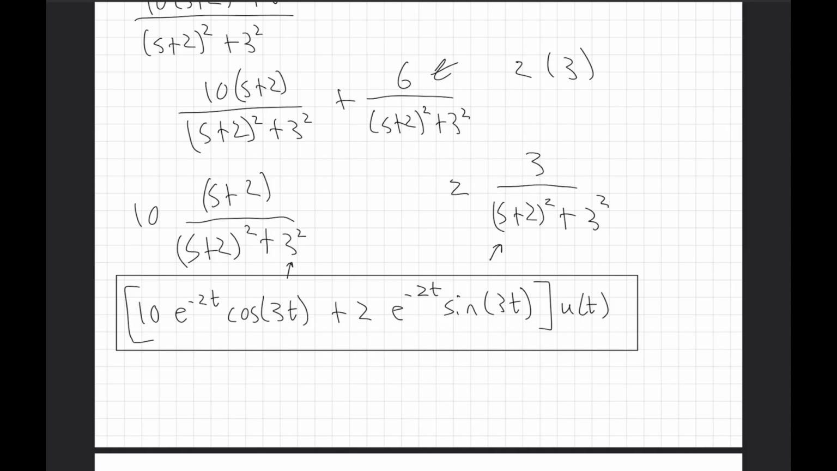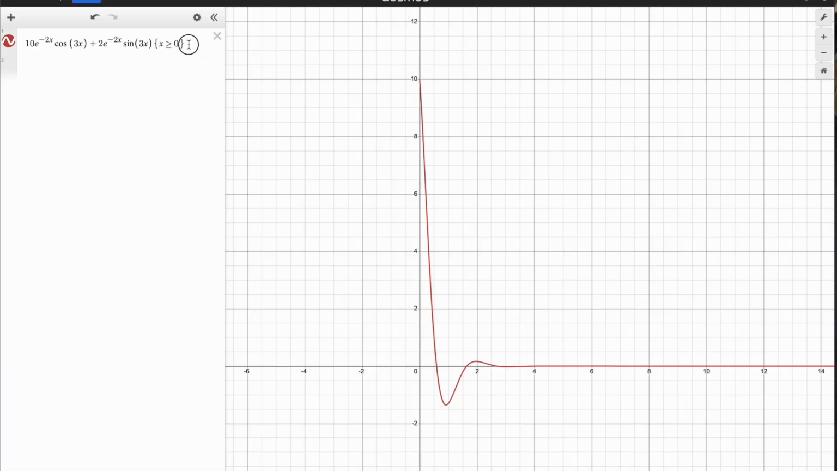Let's go ahead and graph that. I went ahead and graphed it. This x greater than 0 is just like saying u of t at the end. We have 10 e to the negative 2x cosine of 3x plus 2 e to the negative 2x sine of 3x. And what we get is some decaying oscillations.